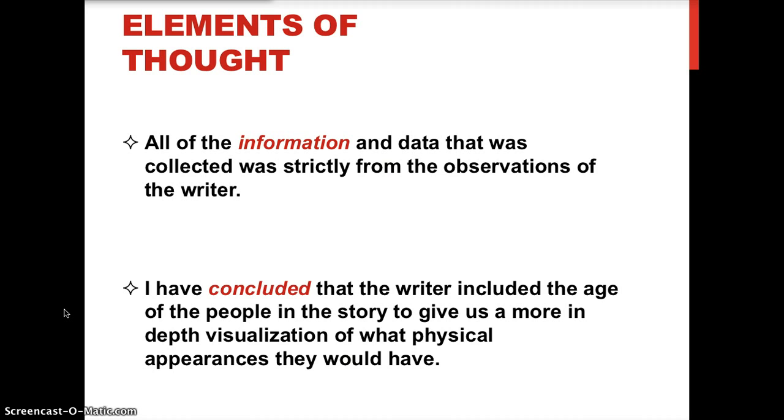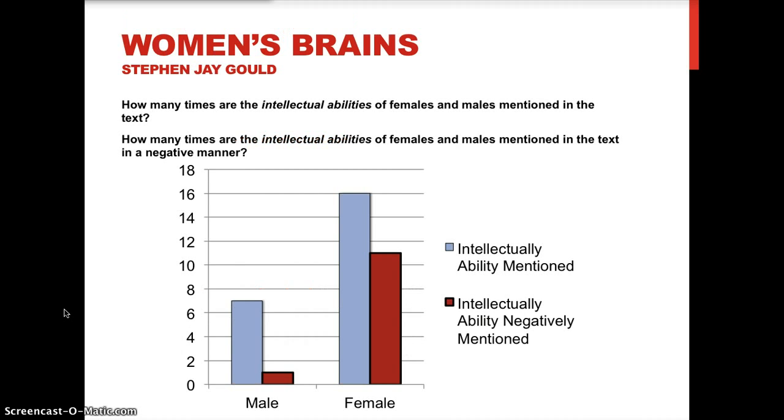I've concluded that the writer included the age of the people in the story to give us more in-depth visualization of what physical appearances they would have. So she told us one lady was older and one was younger, so that gives us a kind of sense of the style they might have.